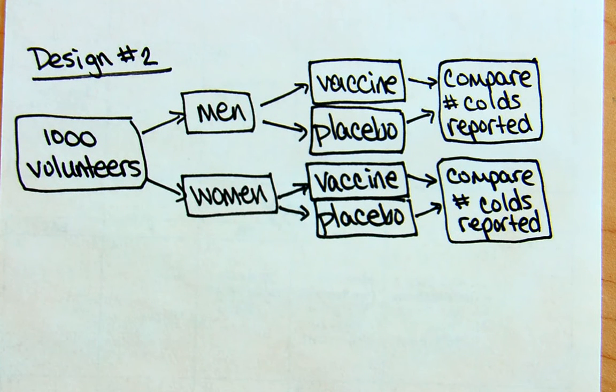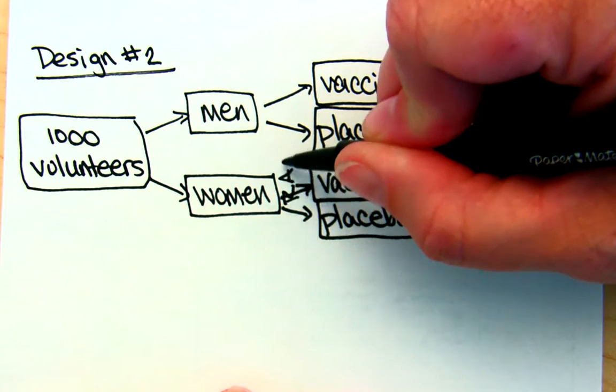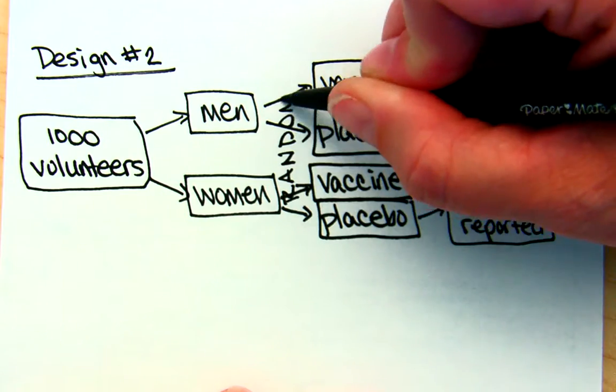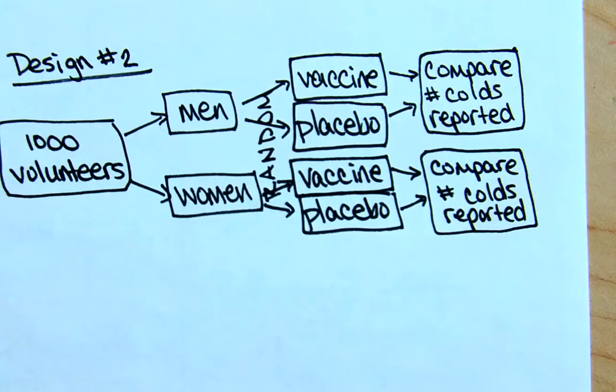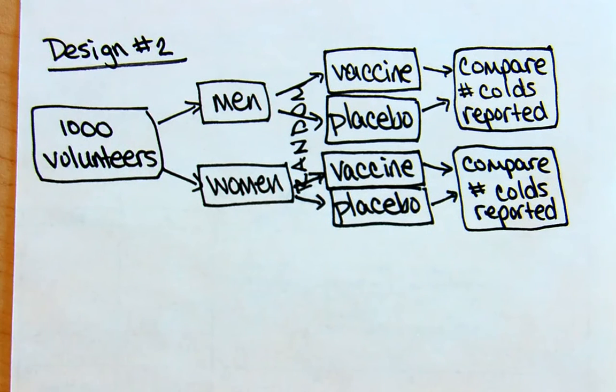What do I still need to add? Randomization. Make sure you put that in there. So our randomization happened right here. We'll get to the third one tomorrow. Hopefully that gives you an idea.